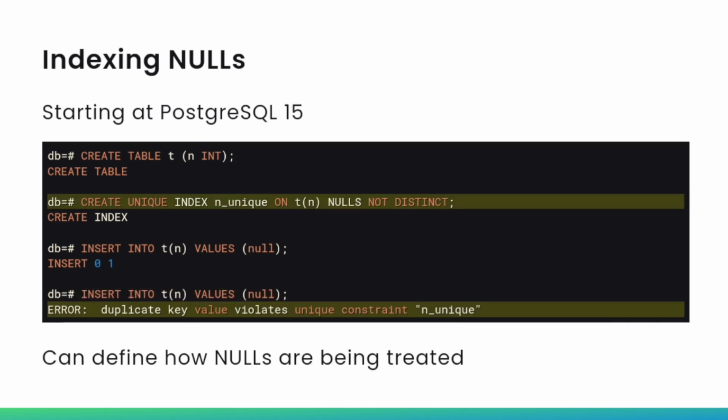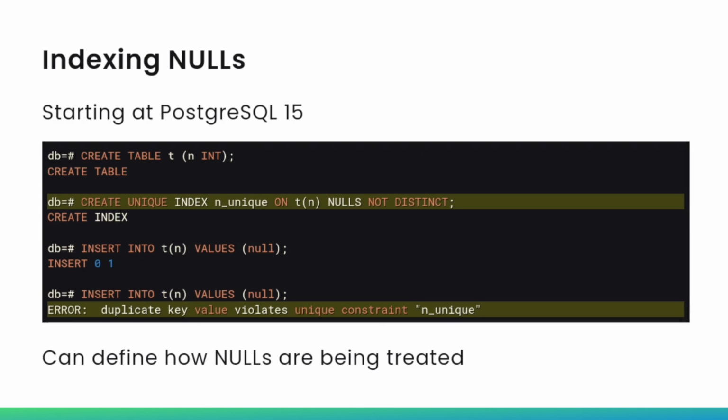So starting at Postgres 15, there's a new option to define how nulls should be treated. If we want to disallow multiple null values, or if we want to treat null values as equal, okay, we can add an option to the unique index. We can add the option NULLS NOT DISTINCT, okay? And if we do that, when we try to add the second null, we are going to get a unique constraint violation, okay? So this is something that's new in Postgres 15.